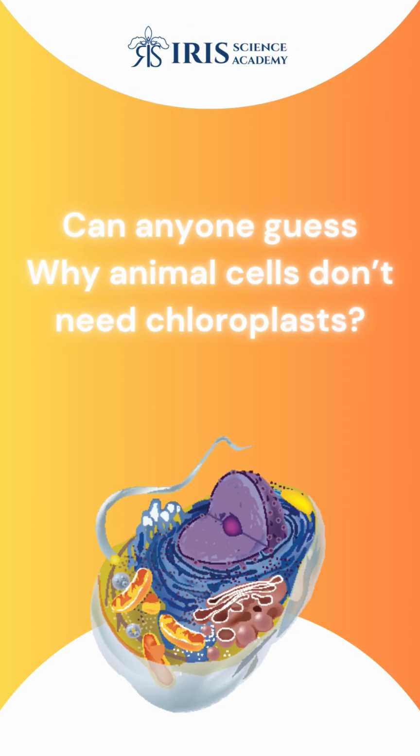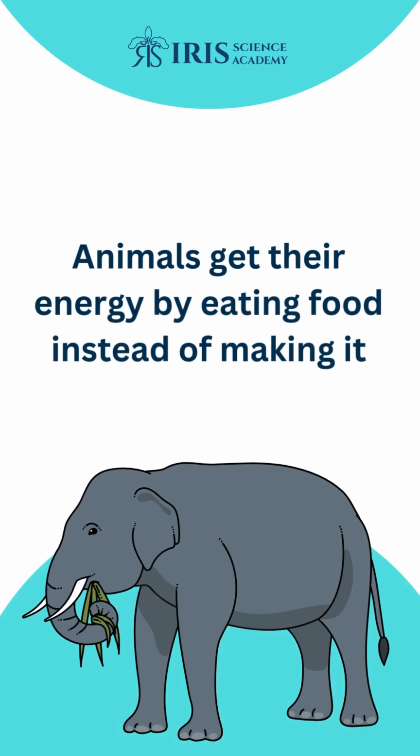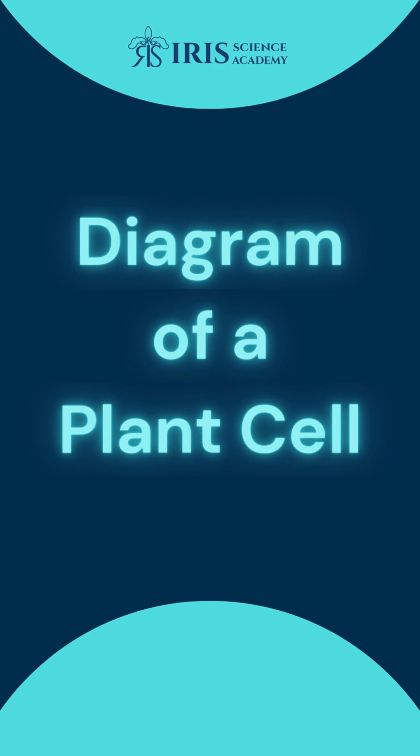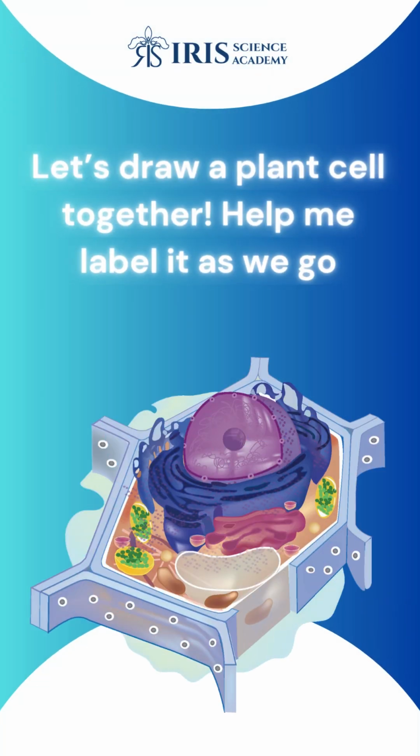Can anyone guess why animal cells don't need chloroplasts? Correct. Animals get their energy by eating food instead of making it. Diagram of a plant cell. Let's draw a plant cell together. Help me label it as we go.